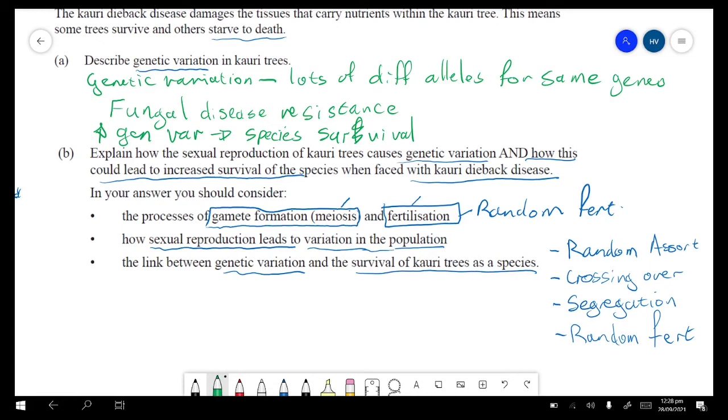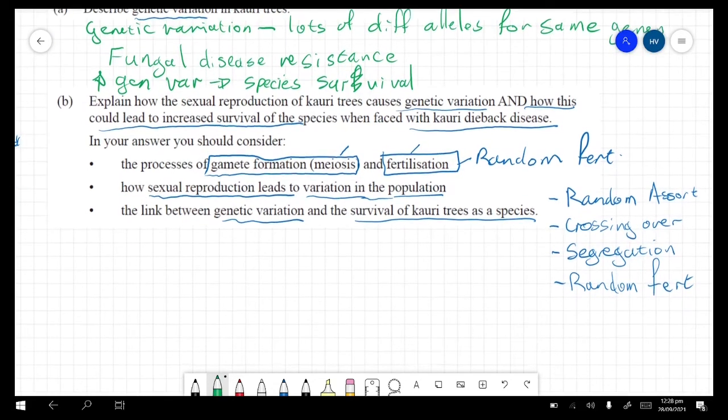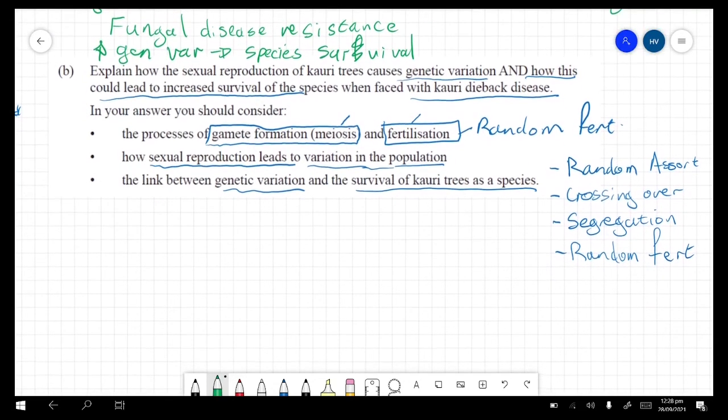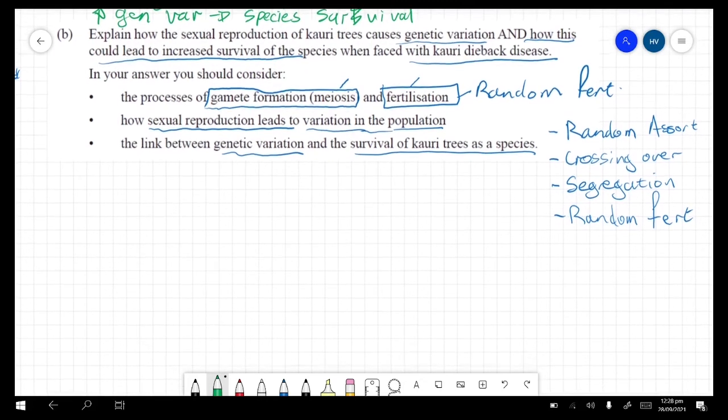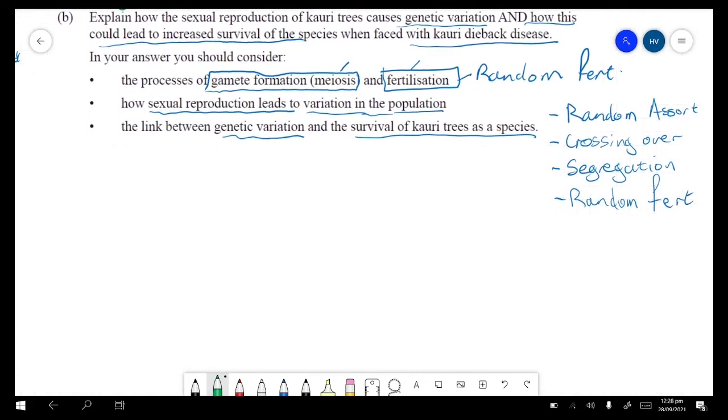Now, explain how sexual reproduction of kauri trees causes genetic variation and how this could lead to increased survival of a species when faced with kauri dieback disease. In your answer, you should consider the process of gamete formation. Meiosis. So, meiosis is the process of gamete formation. This is probably a little redundant, but okay.